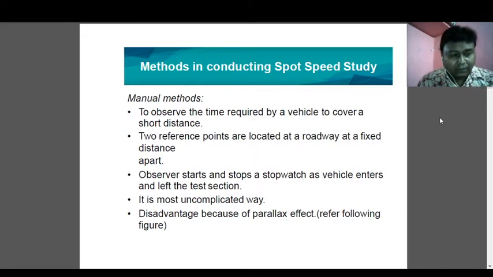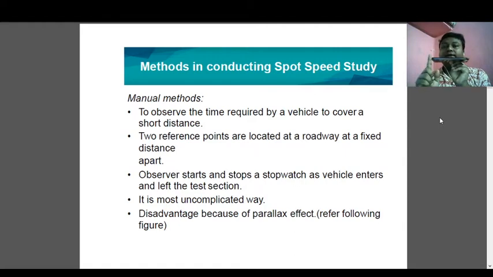Okay, so suppose this is one distance of the road. We want to find out the spot speed. Suppose one vehicle is entering. This is the entry point and this is the exit point. So one surveyor will stand at the middle of that selected portion. The selected portion should be free from any intersection, and it is preferable that it is a straight road.